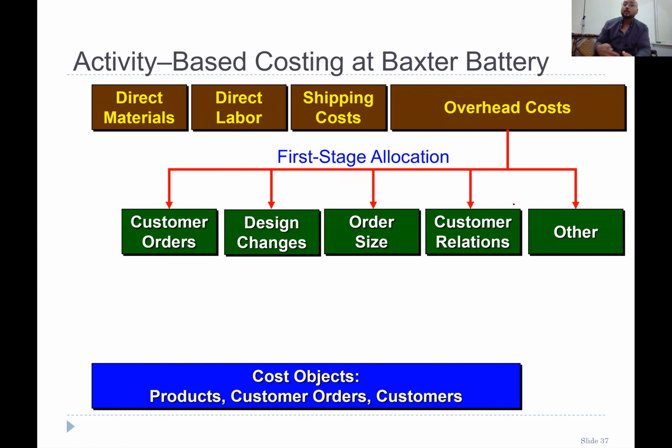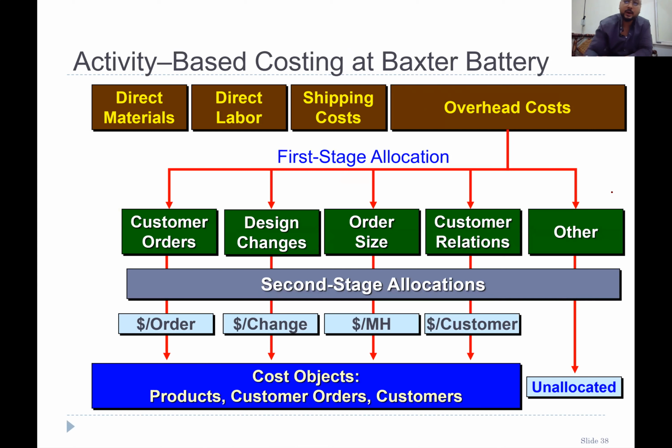First, we go through the first stage allocation to find out the cost pools or cost activities. And then we have a second stage allocation in which we find out its activity rate. Right? Simple. So the words here are very fancy, but in basic mathematical terms, it is very, very easy.